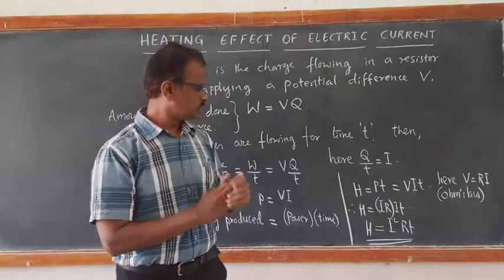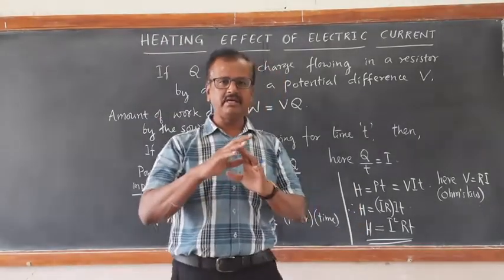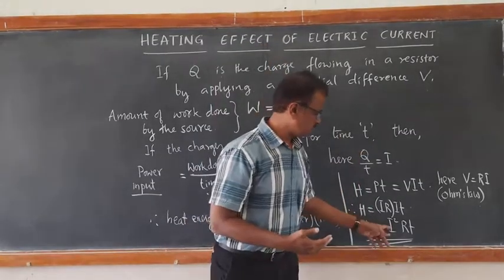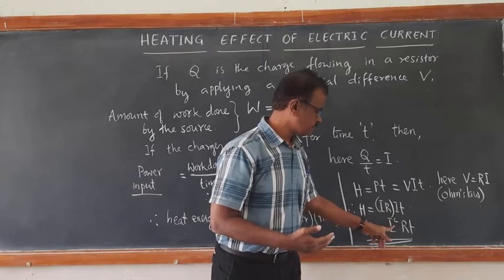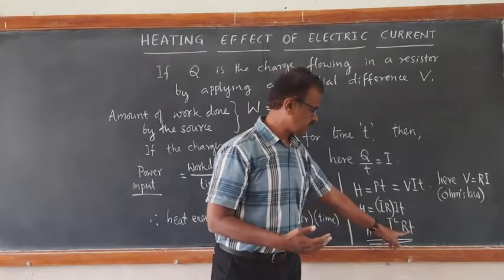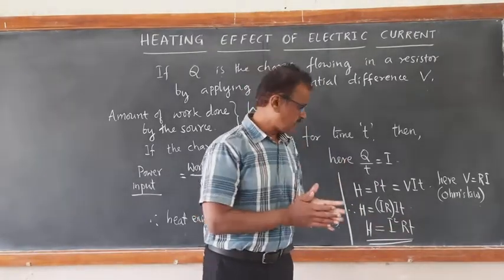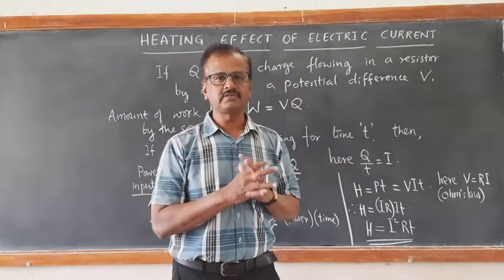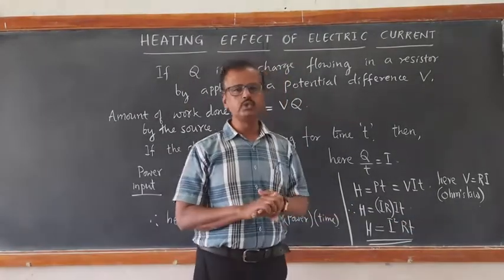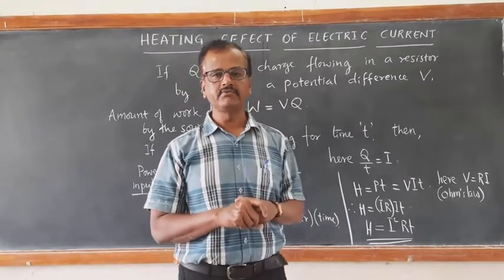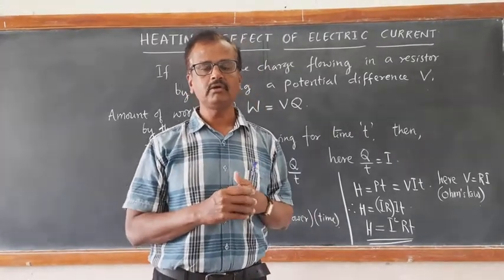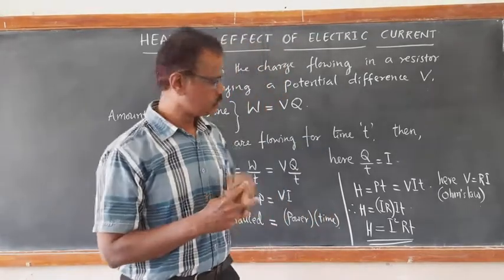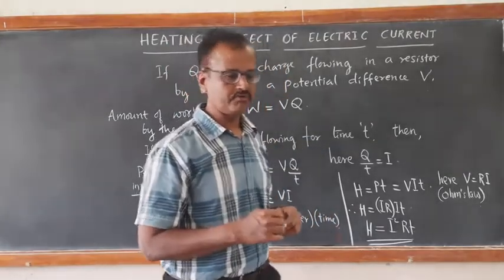This conversion of electrical energy into heat energy depends on factors like the square of the current, the resistance of that coil, and the time during which the current is passed. So this is called Joule's heat effect, or Joule's heating effect, or Joule's law of heating. So let me write what is Joule's law of heating.